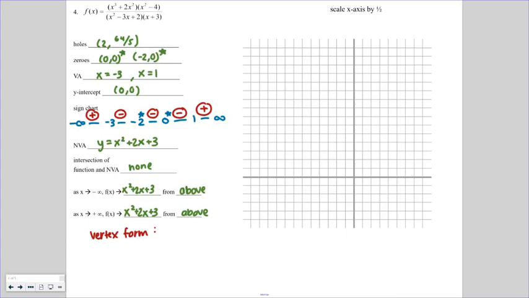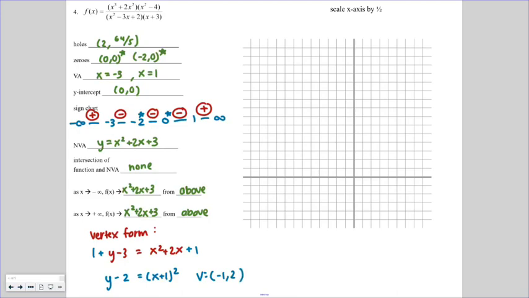Okay, so vertex form here, again, I'm going to subtract 3 from both sides so that I can get everything with an x on one side, and then I'm going to complete the square. So in this case, to complete the square, I'm just going to add 1 to both sides, and so I'm left with y minus 2 is equal to x plus 1 squared. So the vertex here is the point -1, 2.